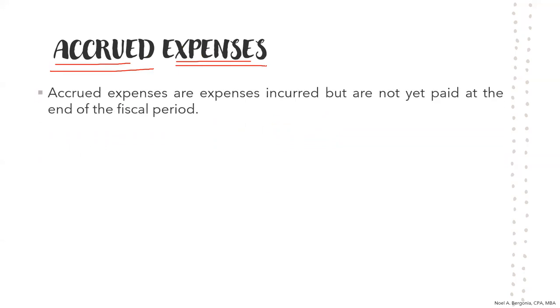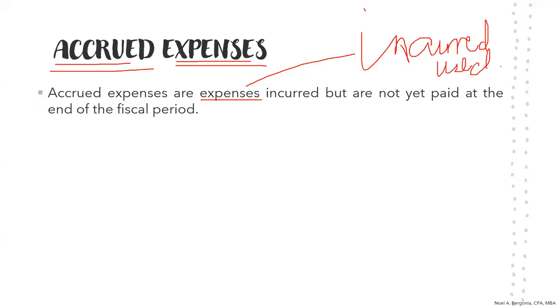So accrued expenses are expenses. Again, pag sinabi natin expenses, it's either incurred, no? At pag sinabi natin incurred, it should have been used or nag-expired na. Diba? So nagamit na natin, but they are not yet paid at the end of the fiscal period or calendar period or whatever accounting period it is. Okay? So, nagamit na pero hindi pa bayad. Di ba maraming ganyan, no?